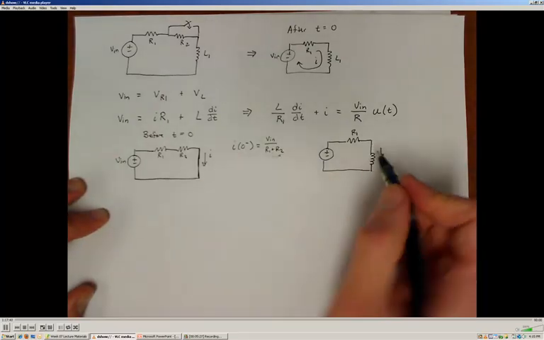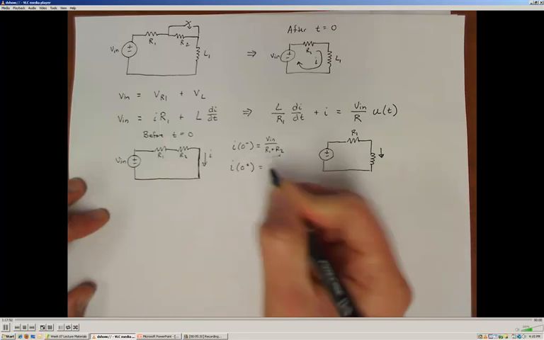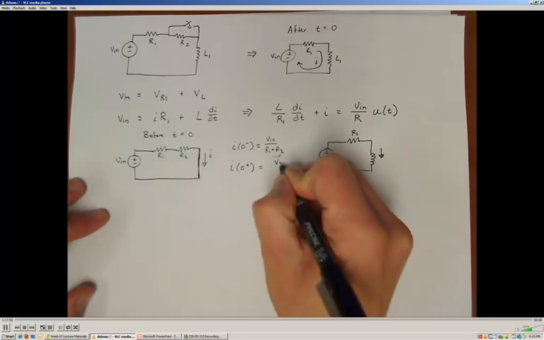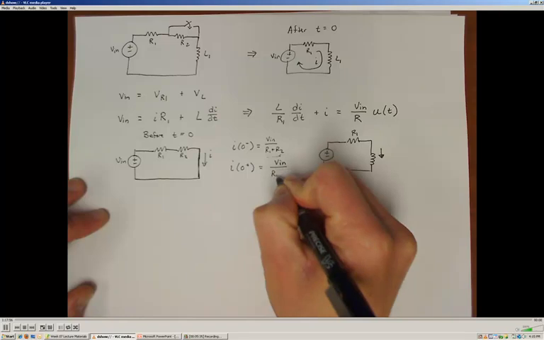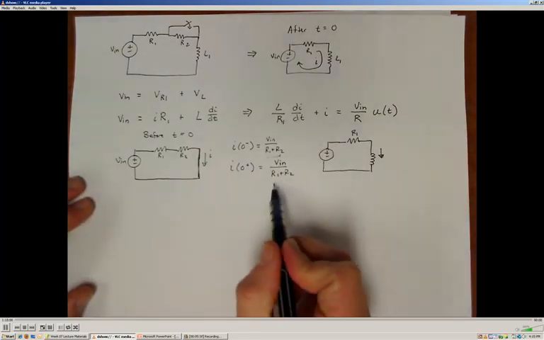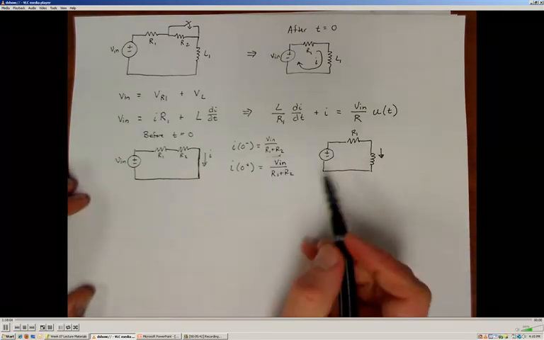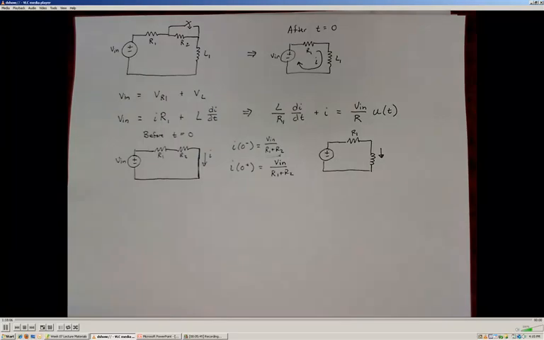So that means the current the instant after the switch was closed is the same as it was before it closed. All right, so our initial condition is going to be given by what was the initial current flowing through that inductor, because the current flow through an inductor cannot change instantaneously.